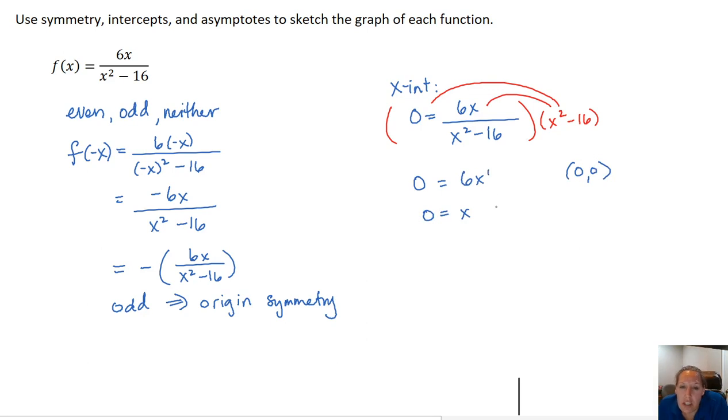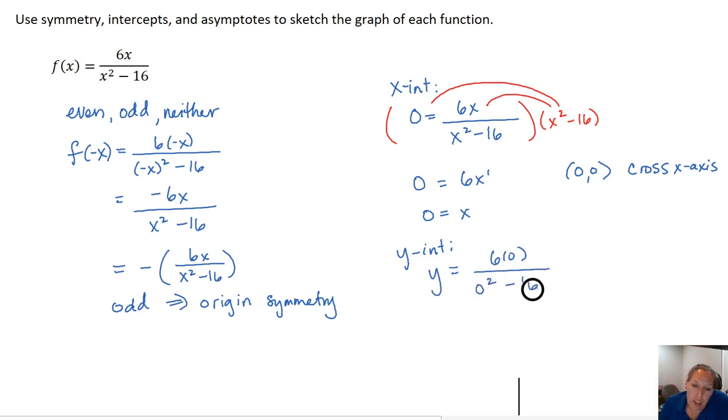Here, our x is raised to the first power, so our multiplicity on that is going to be 1, meaning that the graph is going to cross the x-axis at that point. For our y-intercept, since we had an x-intercept at the origin, we will have a y-intercept at the origin. But in general, it's going to be whenever our x value is equal to 0. In this case, we'll get 0 over negative 16, which is 0. So we do get our y-intercept at the origin as well.